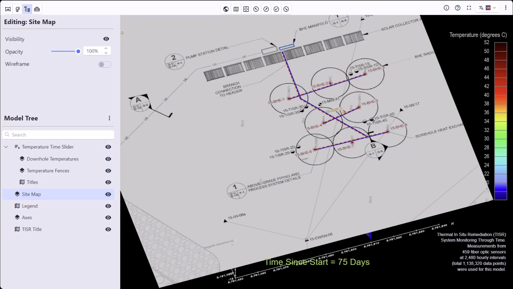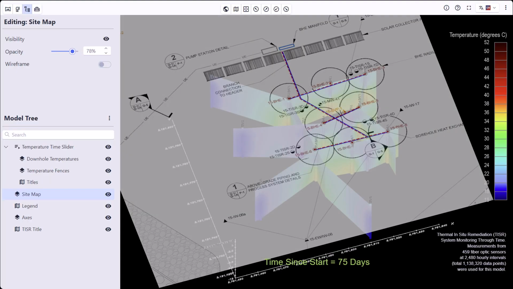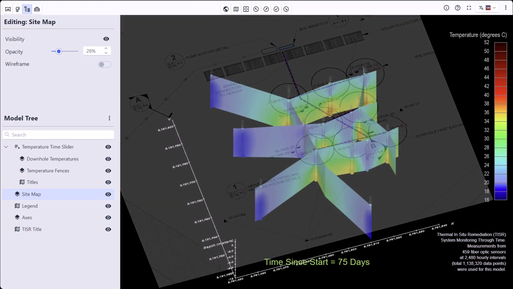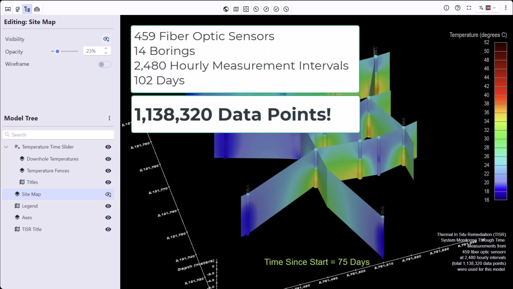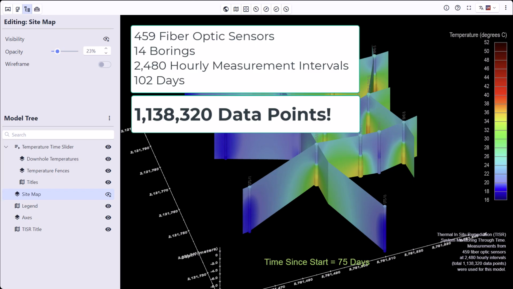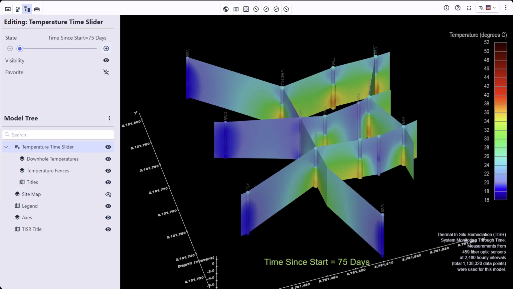This EVS case study presents a time series analysis of subsurface temperature sensors installed to monitor progress of a Thermal In Situ Remediation, or TISR, system. The system consisted of 459 fiber optic sensors installed in 14 borings to a depth of 12 meters. Data were extracted for 2,480 hourly intervals over 102 days for a total of over 1,138,000 data points. We begin stepping through the data at the maximum temperatures detected in each sensor per day.